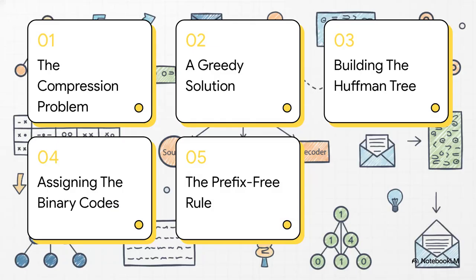So here's the plan. We'll start by looking at the basic problem that needs solving. Then we'll talk about a greedy solution, and we'll actually build something called a Huffman tree step by step. After that, we'll see how to get our compressed codes from that tree, and finally, we'll look at the secret sauce, the one rule that makes the whole thing work flawlessly.